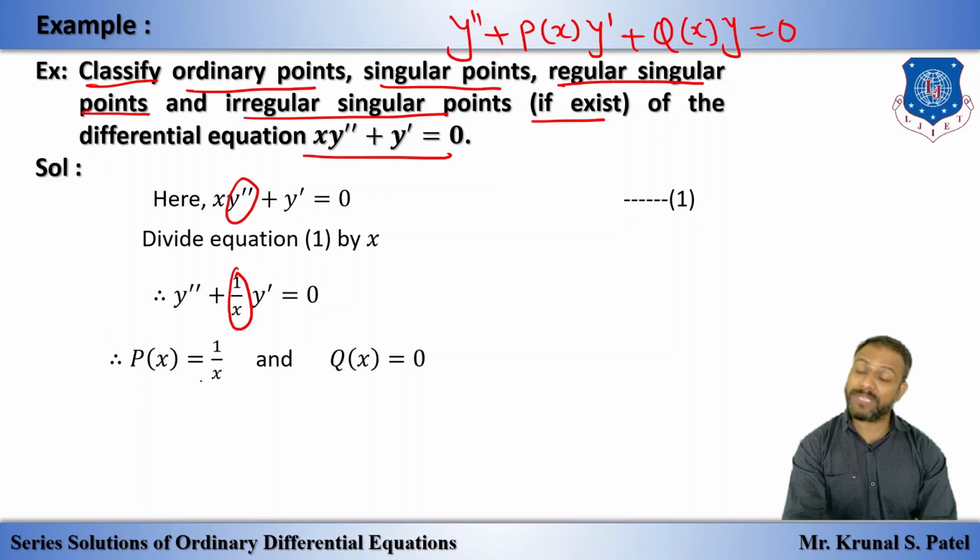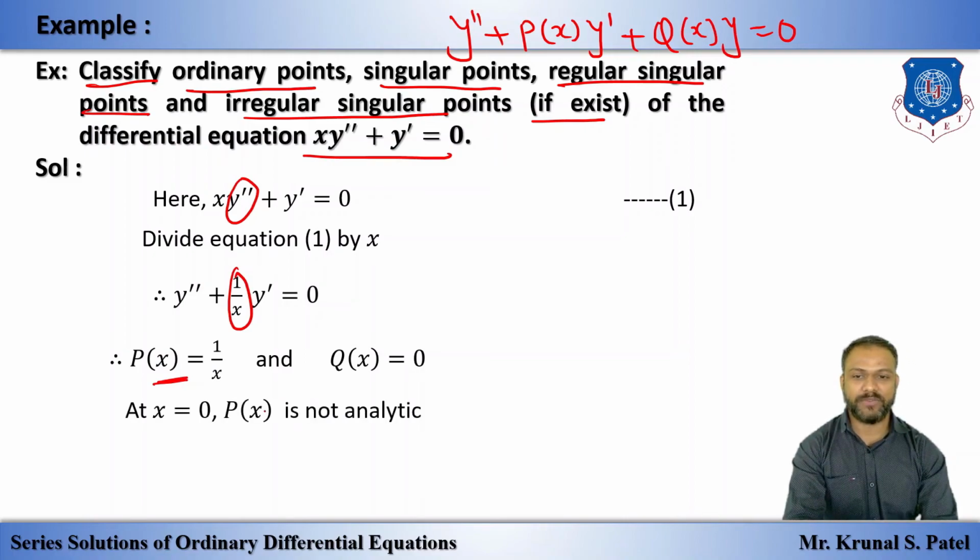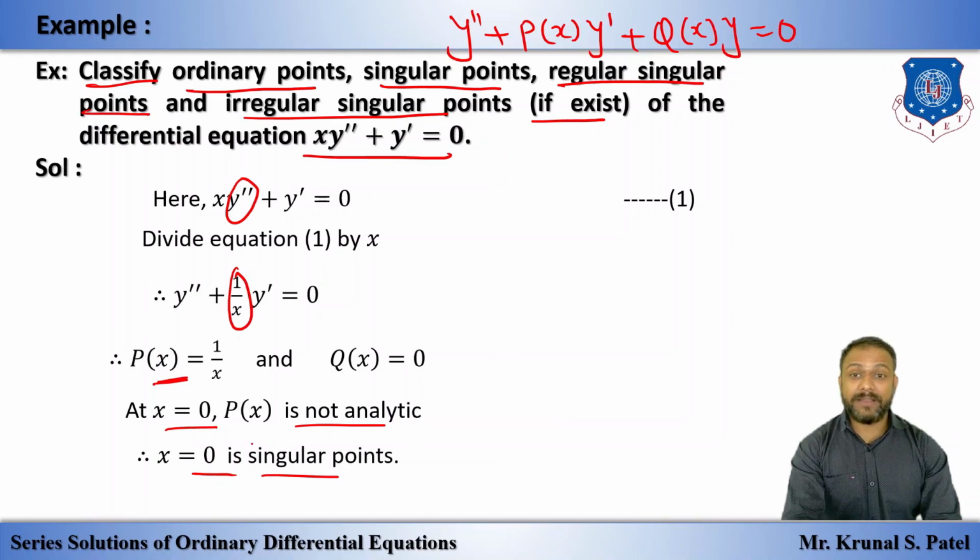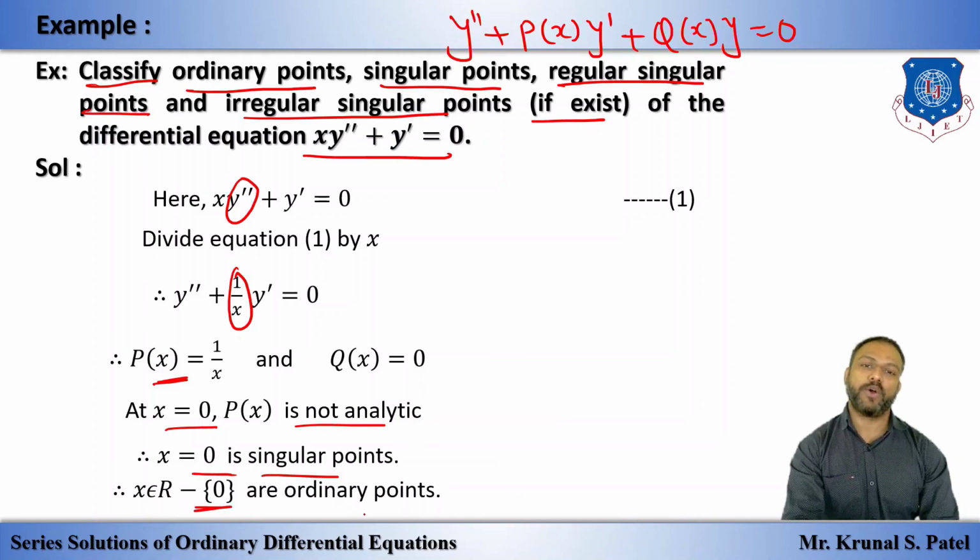Now by observation, if we put x equal to 0, this p of x becomes not analytic. That means x equal to 0 is the only singular point. So x equal to 0 is the singular point, and all the remaining points are ordinary points. So x belongs to R minus 0 are ordinary points. This is our singular point.